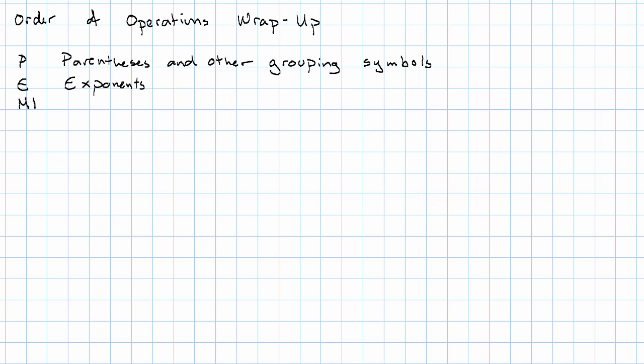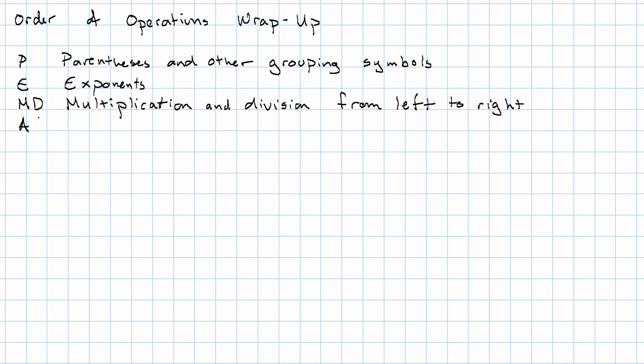Next, multiplication and division proceed from left to right. Remember that if we have clumps of multiplication and division separated by addition and subtraction, we can pull those out as blocks. And then finally, addition and subtraction, also proceeding from left to right.